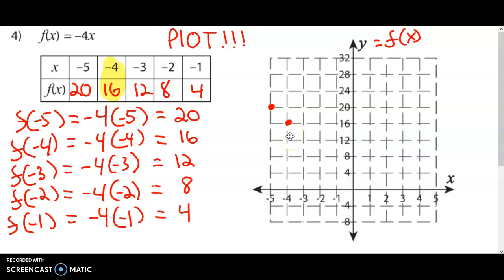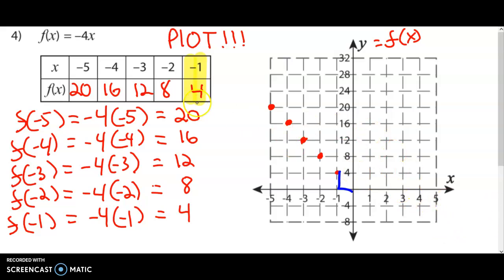Then I'm going to go negative 4, up 16. Then I'm going to go negative 3, up 12. Then I'm going to go negative 2, up 8. And then I'm going to go negative 1, up 4.